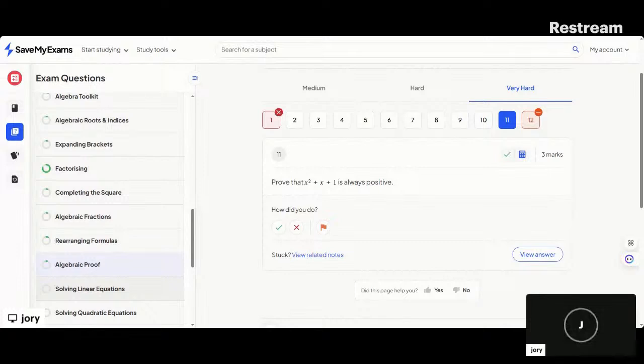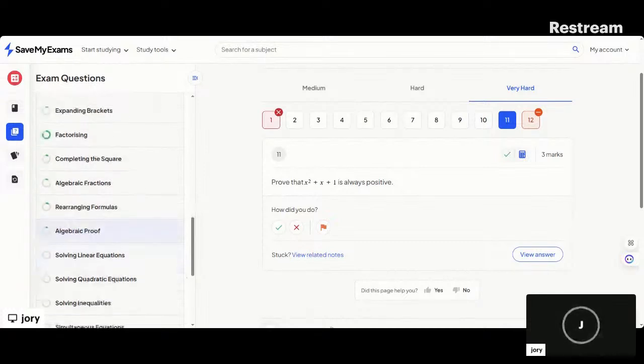Okay, how do I start this? Just screenshot it and send it to my mom. Algebraic proof. And send it to my mummy. Got a problem in algebraic. Accidentally.